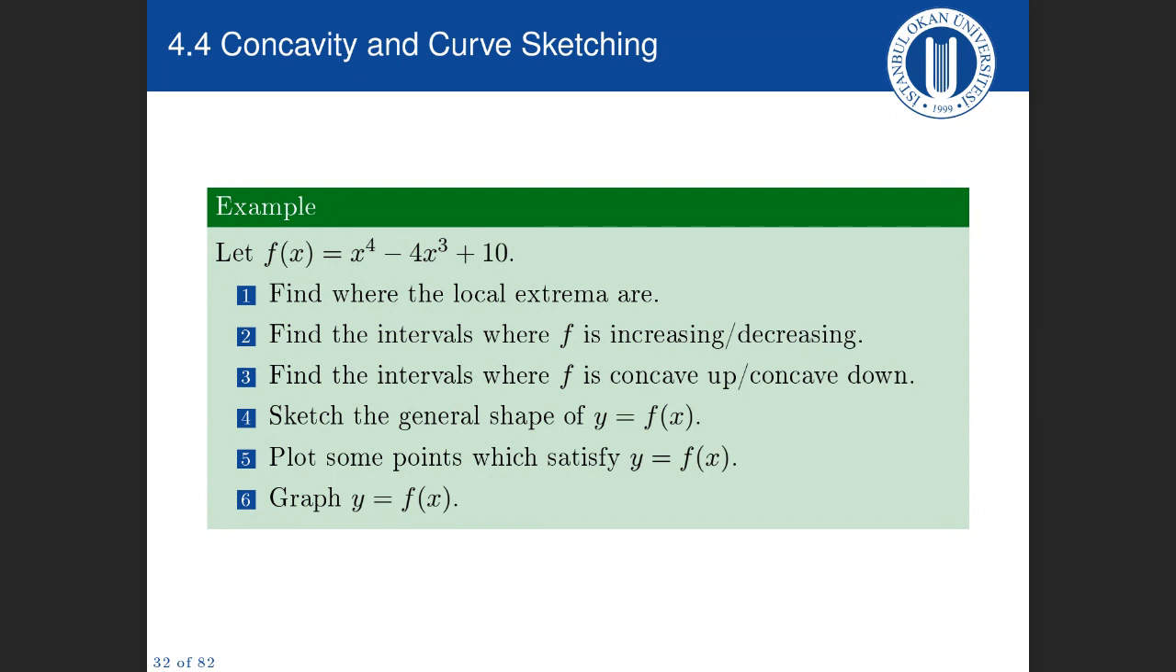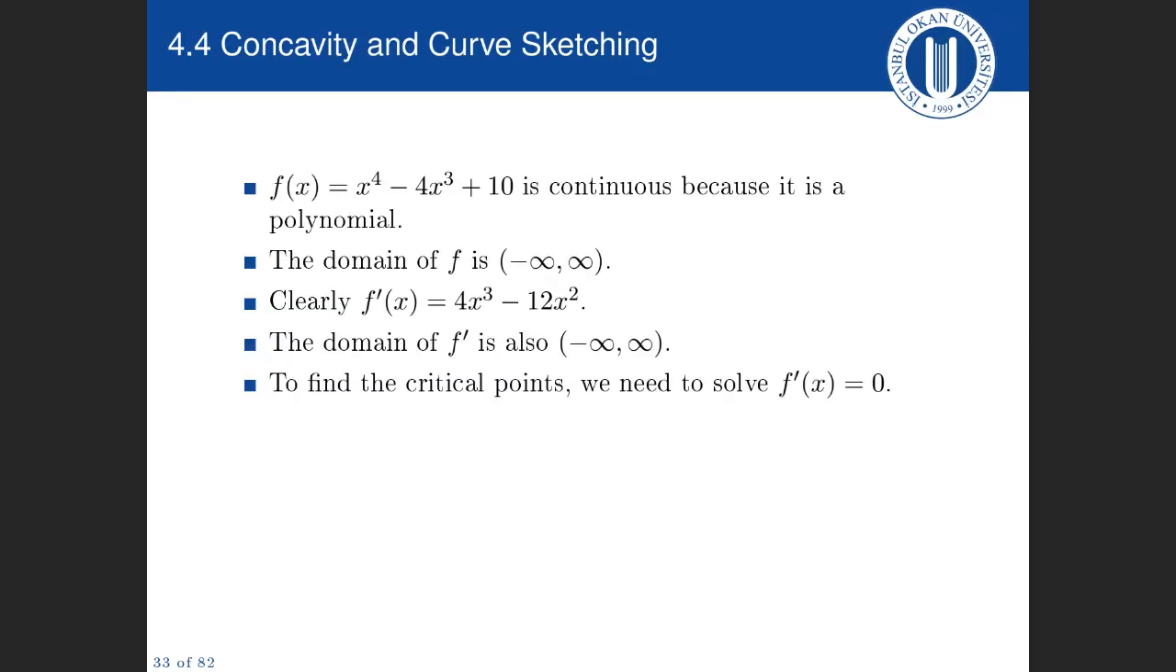Okay, so what can we say? Well, our function is a polynomial, and all polynomials are continuous. They have continuous derivatives. The domain of f is the whole real line. f prime is 4x cubed minus 12x squared, and this is a polynomial. All polynomials are continuous everywhere. So the domain of f prime is also the whole real line. That means there are no points where f prime does not exist. To find the critical points, we just need to solve f prime of x equals 0.